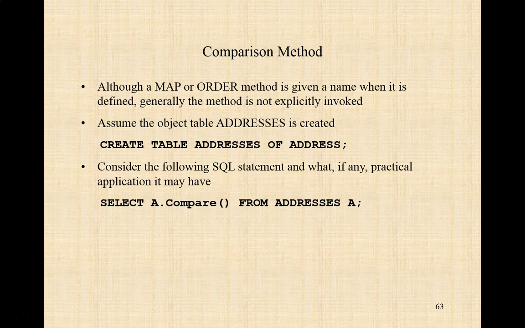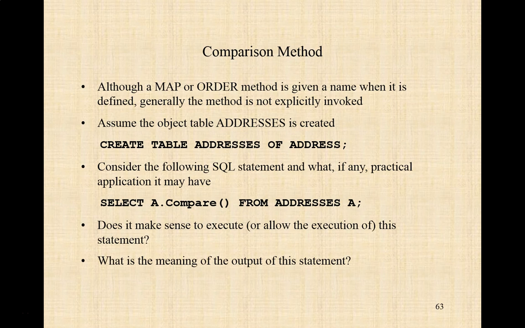In this case, without a from clause, it's going to invoke that method for each object. Does it make sense to execute or allow the execution of this statement? Furthermore, what is the meaning of the output of the statement? Will it even succeed? Anyway, that's just a point to consider with respect to the comparison methods.